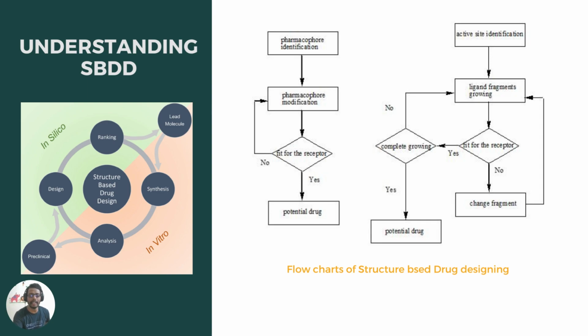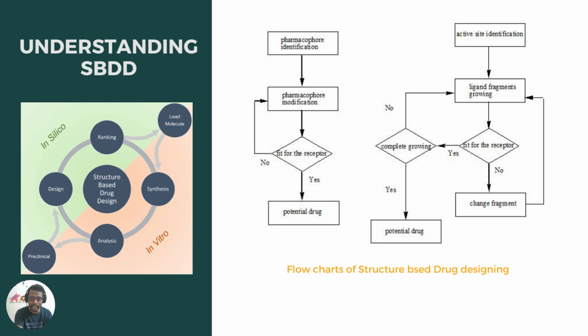Okay, in ligand based drug design, first the active site of the receptor will be identified, and the ligand fragments will be docked or applied. If the ligand is properly fitting the receptor, we will go for complete growing of the receptor and ligand moiety. If it is completely fixed, we will go for potential drug synthesis.